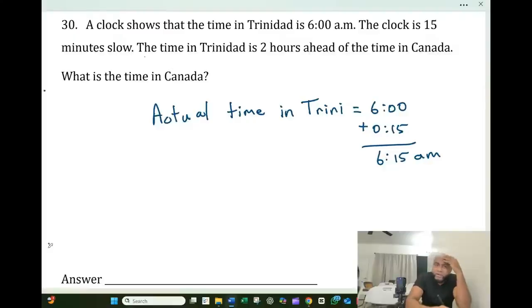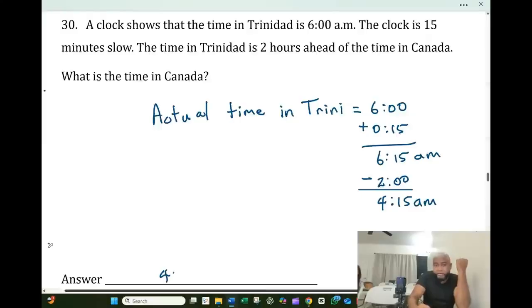Let's go on here now. The time in Trinidad is 2 hours ahead. We 2 hours ahead. So are we adding 2 to find out Canada's time, or are we subtracting? Subtract, right? So we subtract this 2 hours. This will give us 15 minus 0, you can say it's 15. And then 6 minus 2 would be 4 a.m. This is what we call a dog food question.